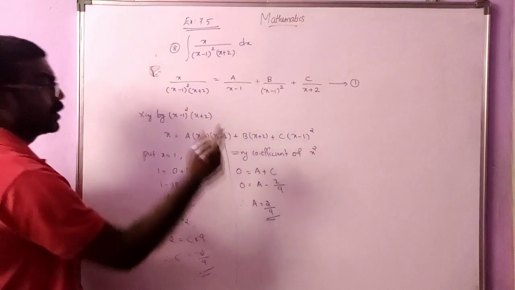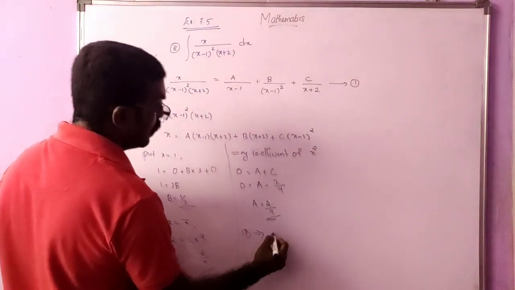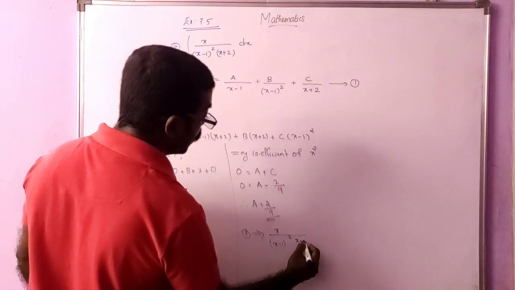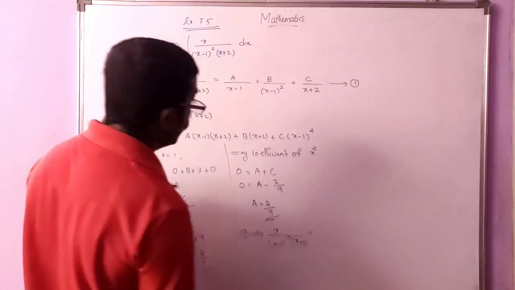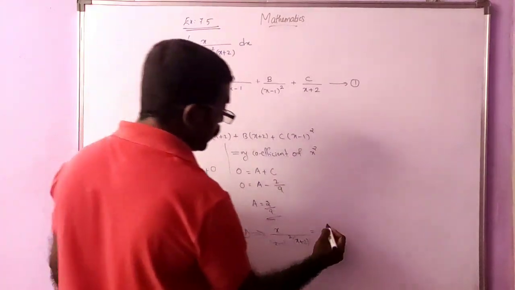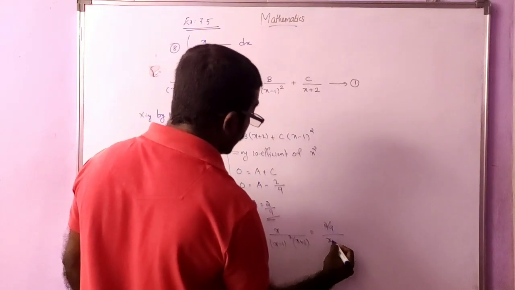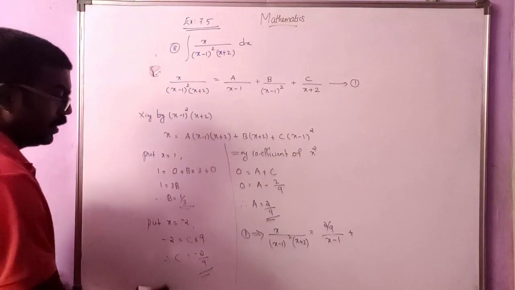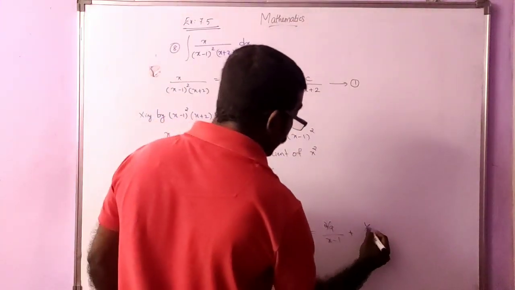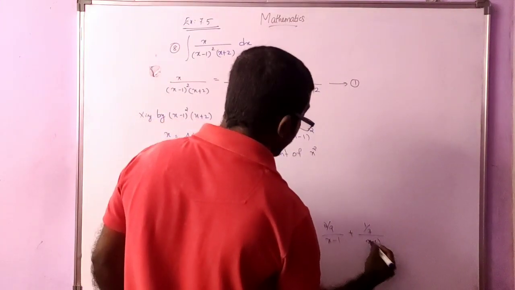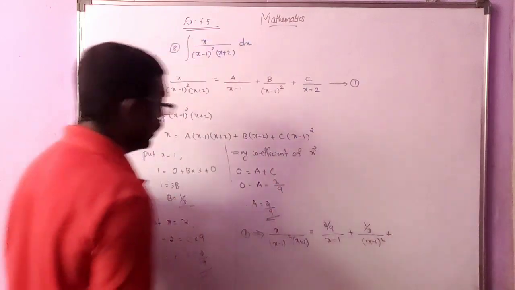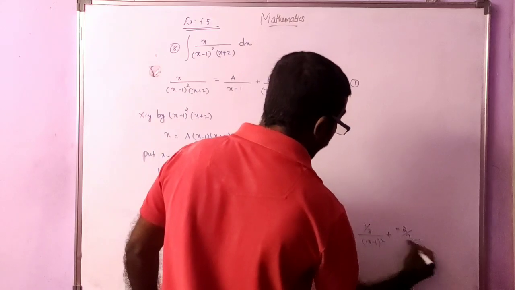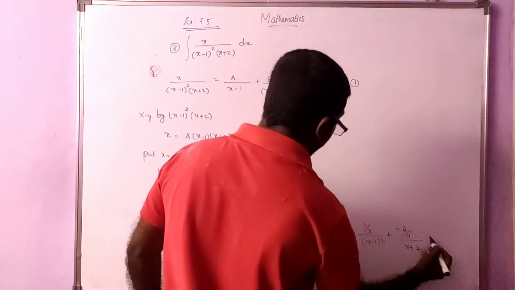You can replace in equation 1. Equation 1 implies x by (x minus 1) the whole square into (x plus 2) is equal to a by (x minus 1), that is 2 by 9 divided by (x minus 1), then plus b by (x minus 1) the whole square. b is 1 by 3, so 1 by 3 by (x minus 1) the whole square, then plus c by (x plus 2), minus 2 by 9 divided by (x plus 2).